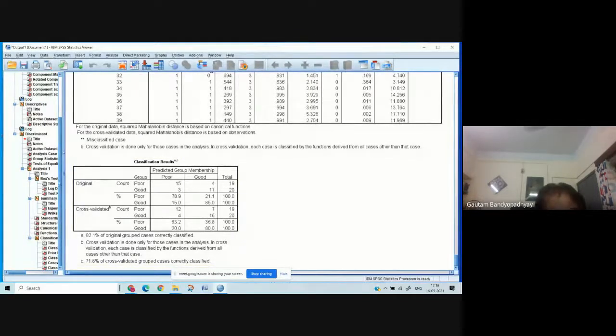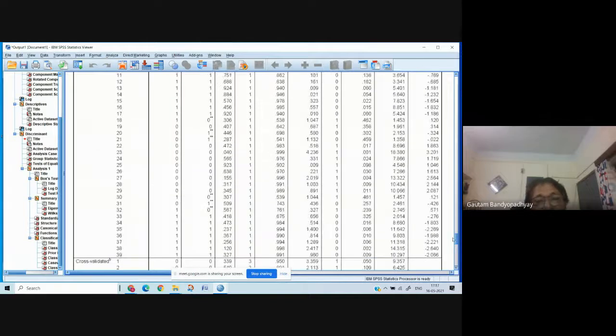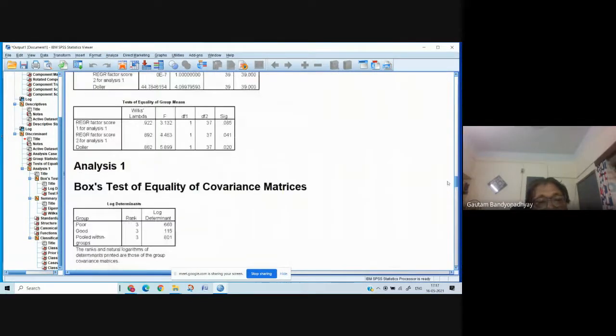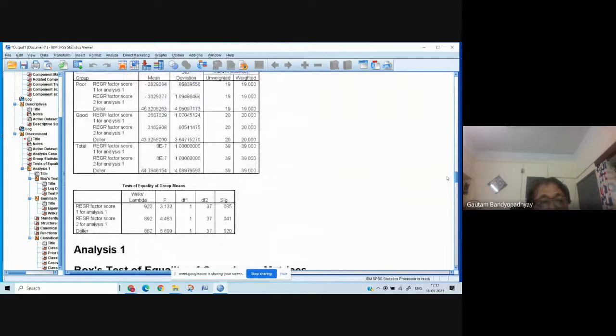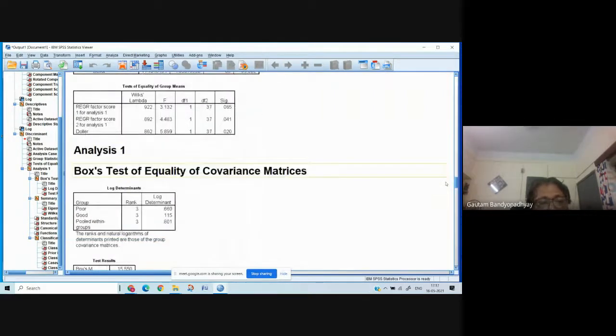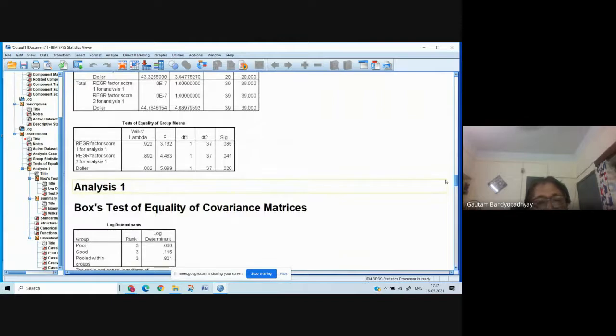Here, the cross-validated accuracy is 71.8%, but originally 82.1%. So cross-validation failed, which means it is the overfitting problem. Why does the overfitting problem occur? Because, as I already told you, for some groups there is no mean difference, and the Wilks' lambda is very high. This is the Wilks' lambda, 92%, which is the unexplained part.